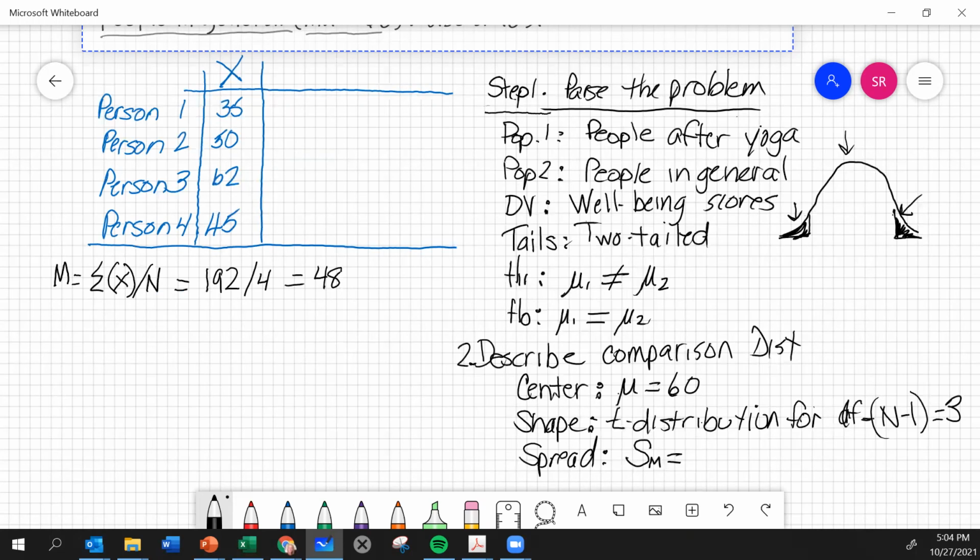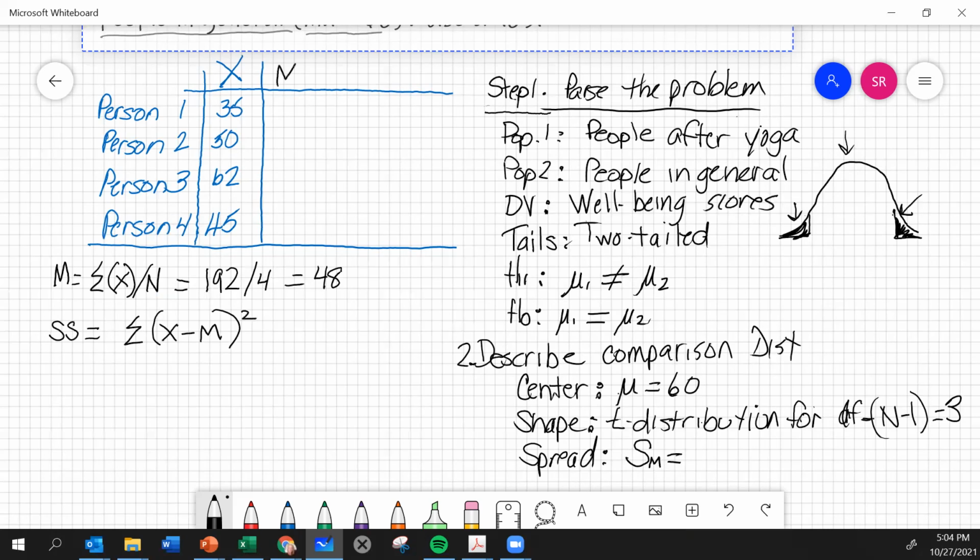So next, we have to figure out our sum of squares. Our sum of squares is just equal to the sum of all the deviations squared. Let's do some calculating up here to figure this out.